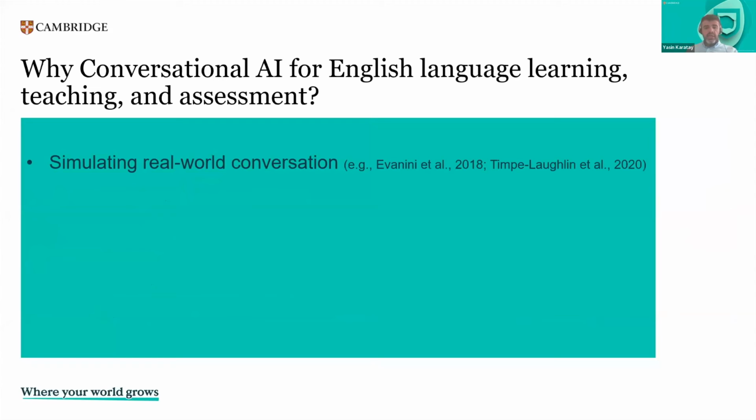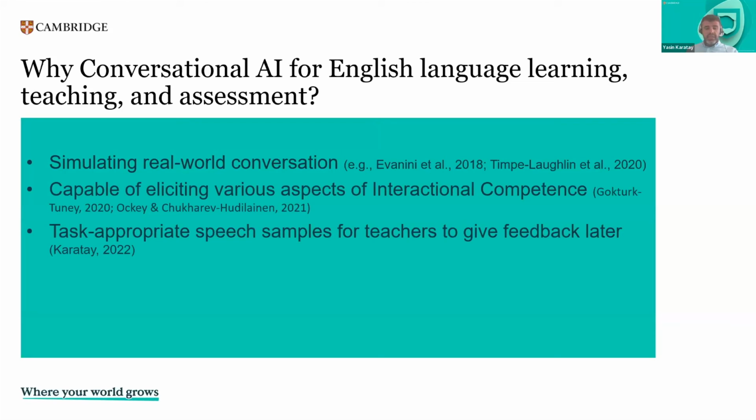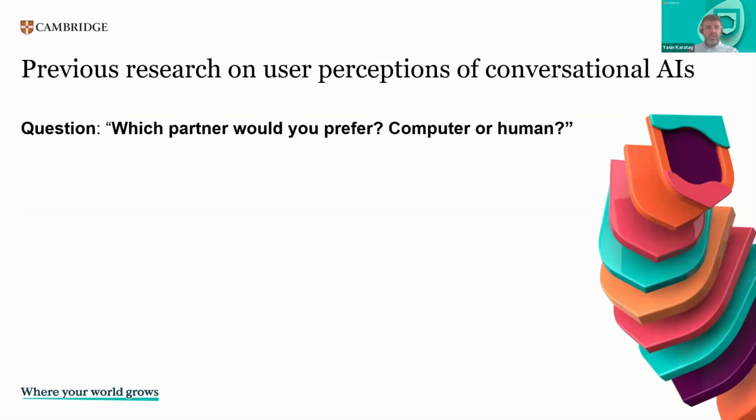Research suggests that we can use this kind of technology for teaching and assessing speaking skills because it can simulate real-world conversation, especially in dialogic speech. It can elicit various aspects of interactional competence, such as turn-taking, making offers, and apologizing. It can elicit task-appropriate speech samples so that teachers can give feedback later on. And it offers practical language learning opportunities because no human partner is needed, and students can do it anywhere, anytime.